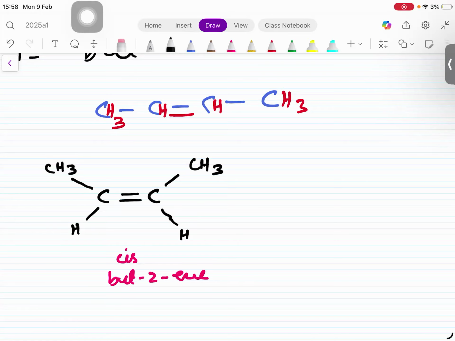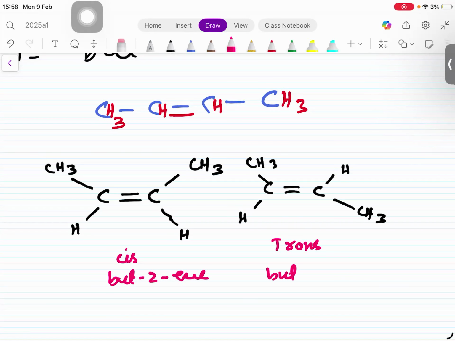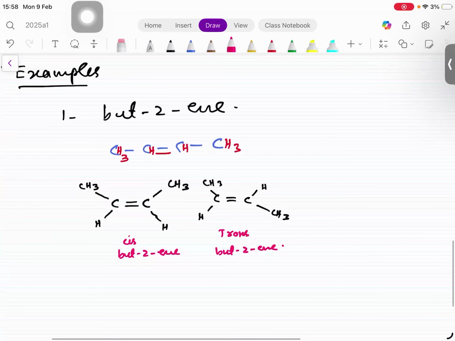Now the trans is easy once you have made cis. First carbon, I'm not going to change anything. In the second carbon, I'm going to put H on the top and CH3 down, right? So this will be trans-butene. So yes, butene will have the phenomenon of cis and trans isomerism.